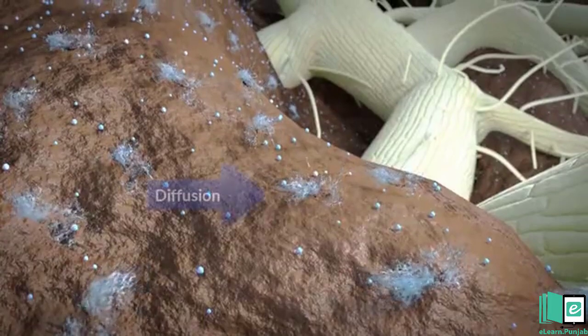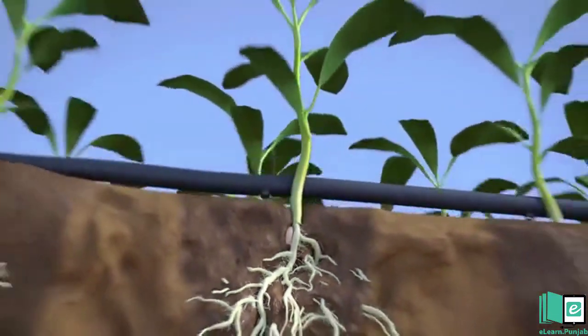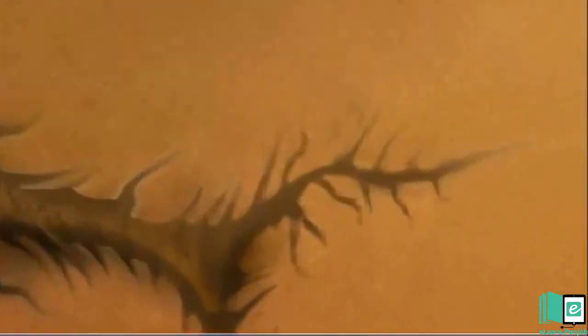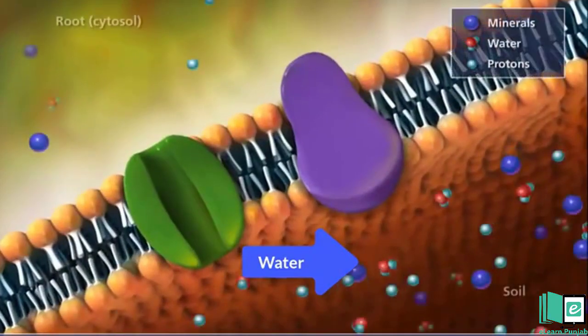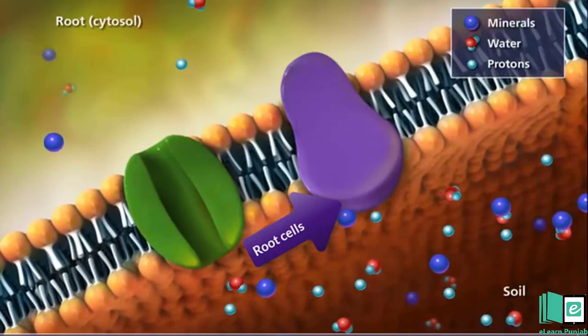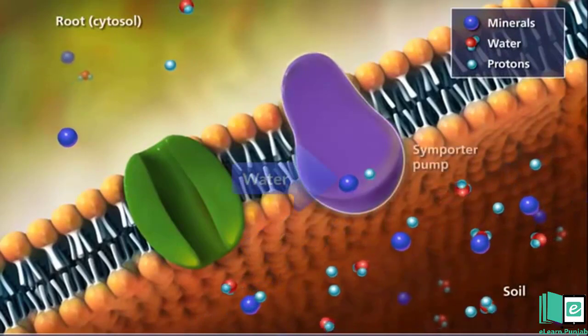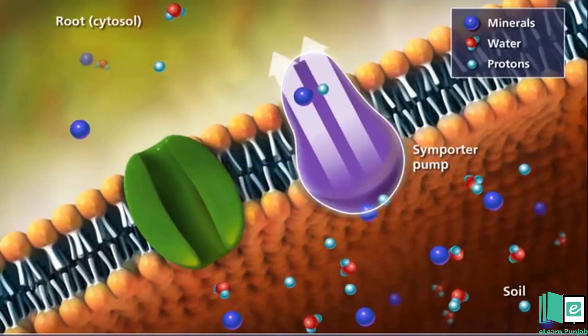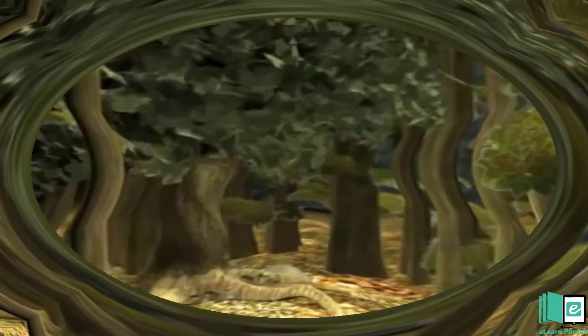Diffusion is the movement of a substance from where it is in large amount to where it is in small amount. As water in roots increases, a pressure is produced in the root cells to push water and minerals up in the plant. But this pressure of roots can only lift water up to a certain height.